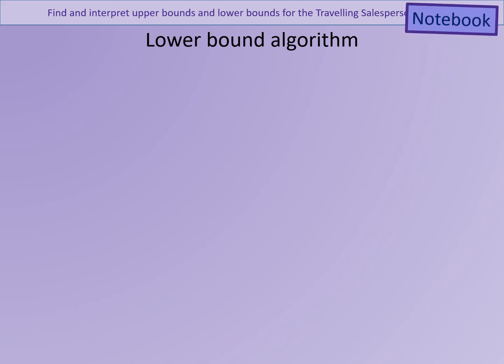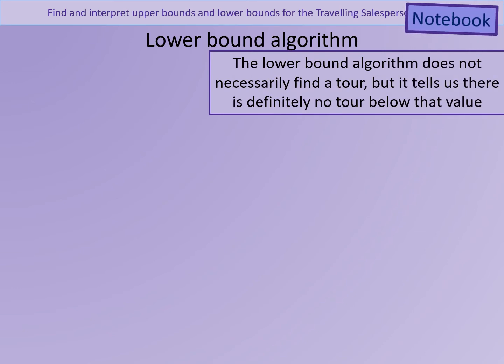So this is the lower bound algorithm for finding the optimum Hamiltonian cycle. The first thing we need to note is that this algorithm will not necessarily find us a tour. What it will do is give us a number below which there definitely doesn't exist a tour of that value. Whereas the nearest neighbour algorithm actually gave us a tour, it might not have been the best one, but it definitely created a tour. This algorithm will just give us a number below which no tour can exist. It might create a tour, but not always.